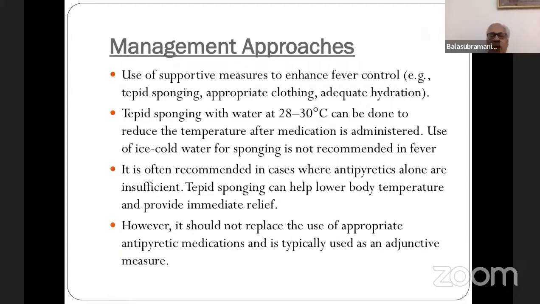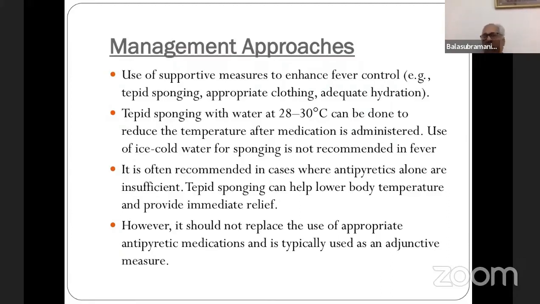If you want tepid sponging to be effective, the tepid sponging has to be done about 15 to 30 minutes after administering paracetamol or an antipyretic. You should not do tepid sponging at the height of fever before the fever starts coming down. We all know that the fever has got hot stage, cold stage, and you should give it when the fever is coming down, when there is vasodilatation. When the fever is at its peak there is vasoconstriction. If you do tepid sponging, the child may feel more uncomfortable and start having rigors.